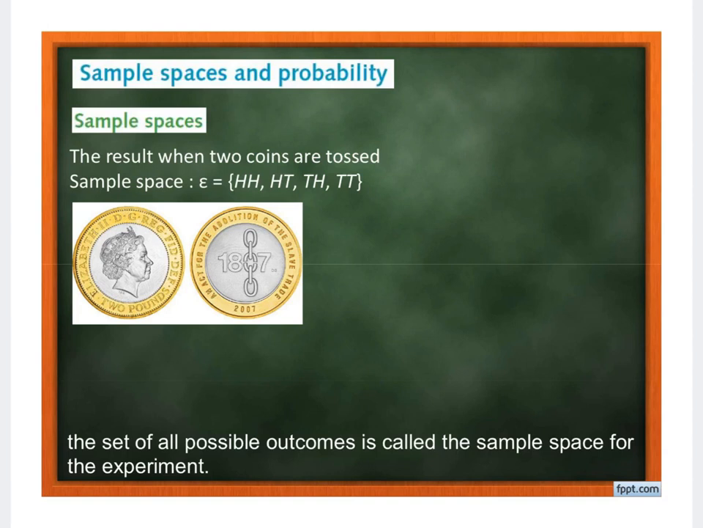For example, the sample space when two coins are tossed is head-head, head-tail, tail-head, and tail-tail.